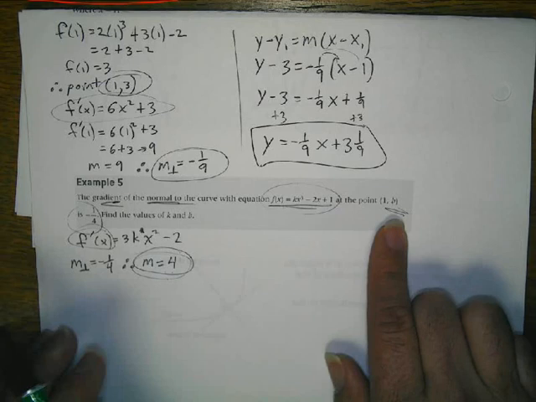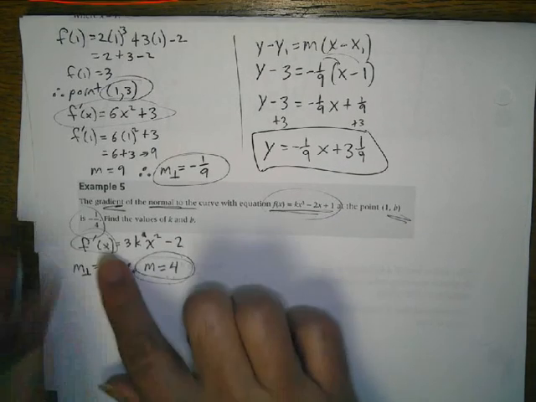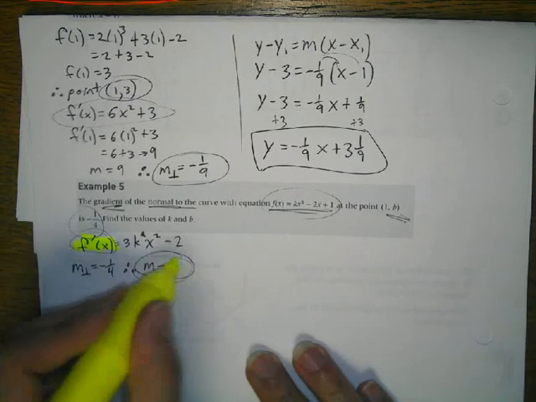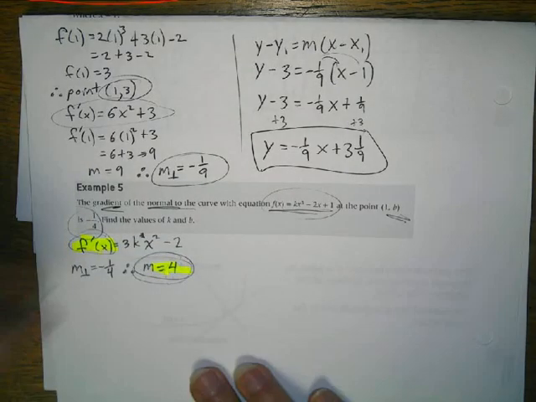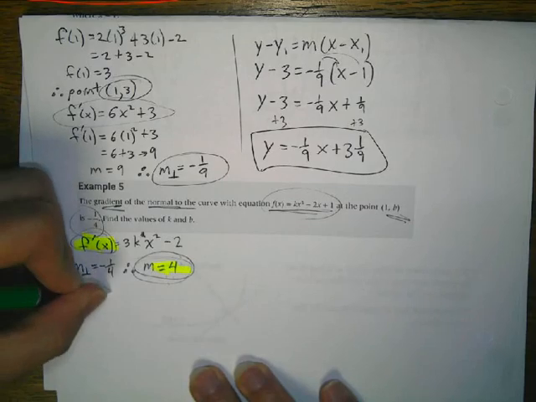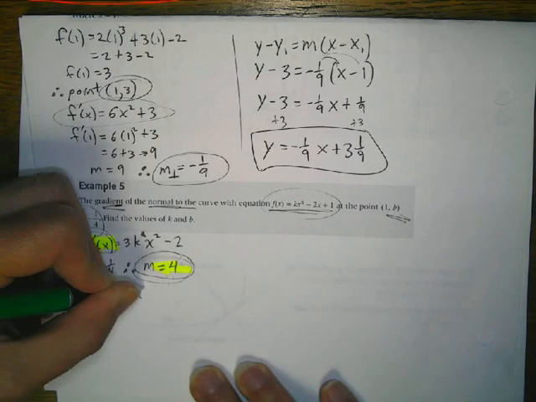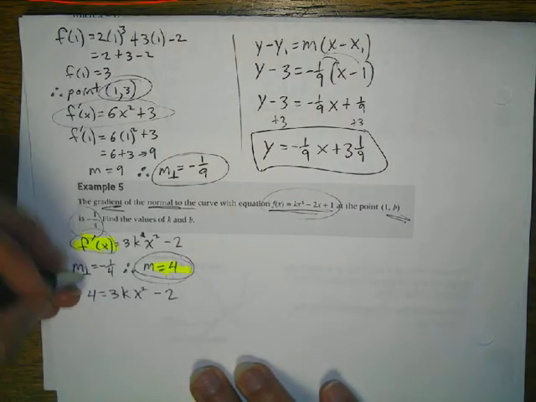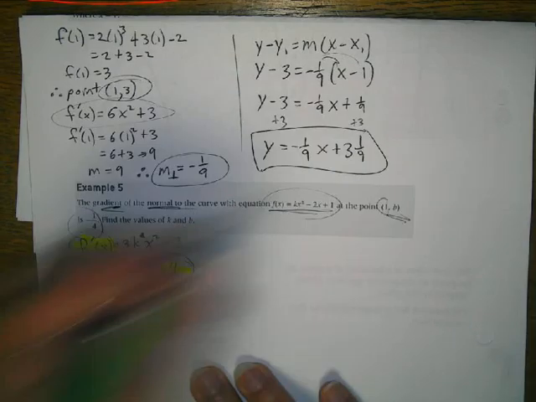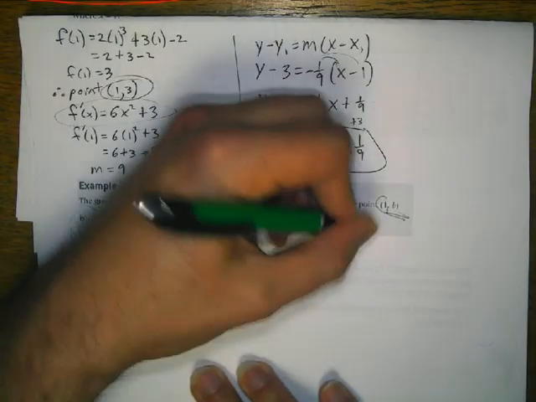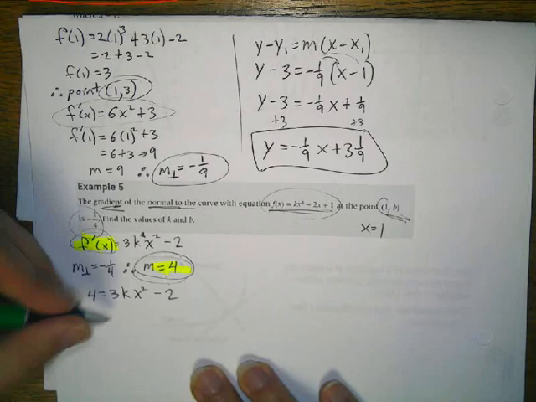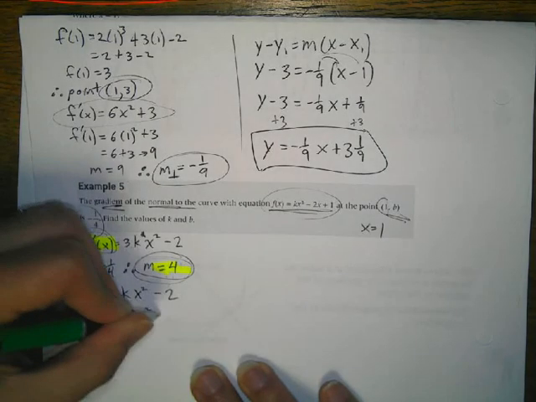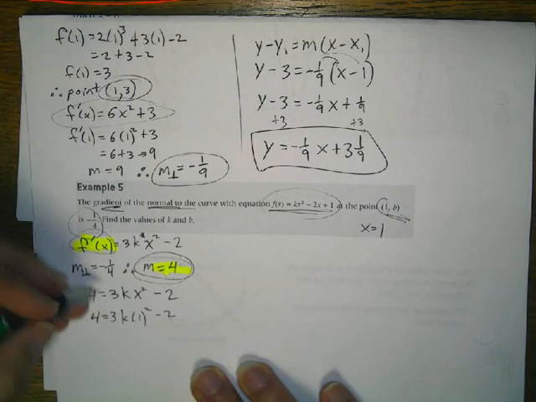Let's rewrite. I'm going to replace this here with 4. So now I've got 4 equals 3k x squared minus 2. And I really should have plugged in a 1 for x, because this is when x equals 1, right? So we have 4 equals 3k times 1 squared minus 2.